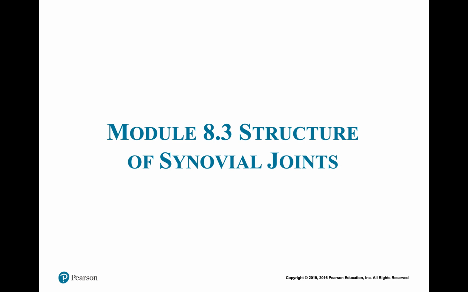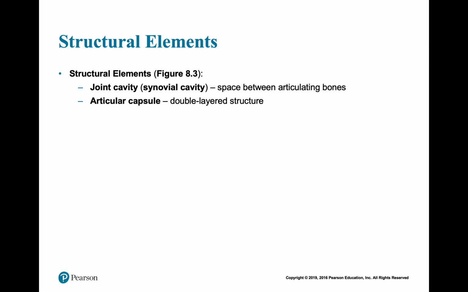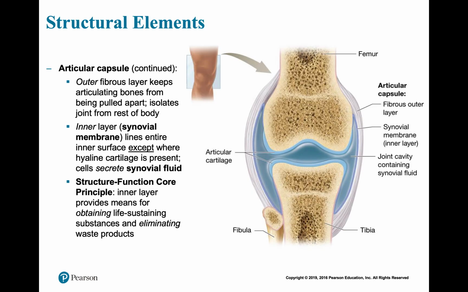Before we get into the specific types of synovial joints, we have to talk about the overall structure, because they are more complicated than what we saw in fibrous or cartilaginous. The structural elements included in synovial joints are a joint cavity, which we can also call a synovial cavity. This is a space between the two bones joined together by a synovial joint, and that space allows for free movement. We'll also see an articular capsule, which will join those bones together and help create the joint cavity between them.